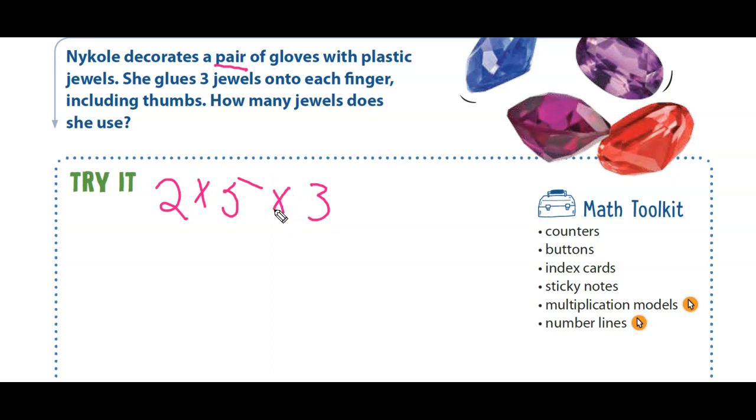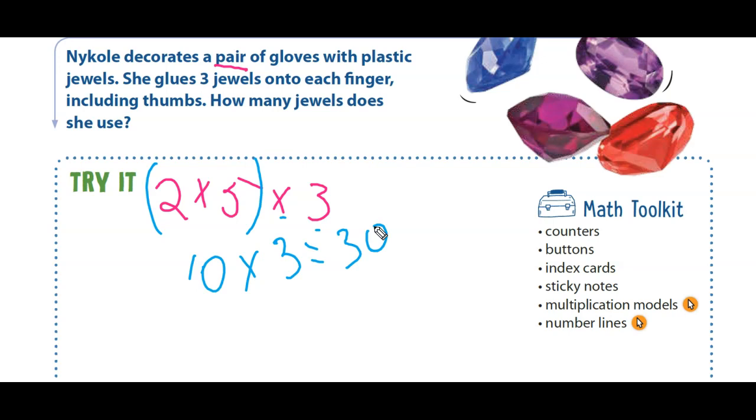When it says grouping, that means I have to choose 2 numbers to multiply first. So we could do 2 and 5. That'll tell me how many fingers I have all together. So 2 times 5 would be 10. I'm not done yet because I need to do the outside. What's on the outside? 3. Times 3. So then what's 10 times 3? Well, let's see.